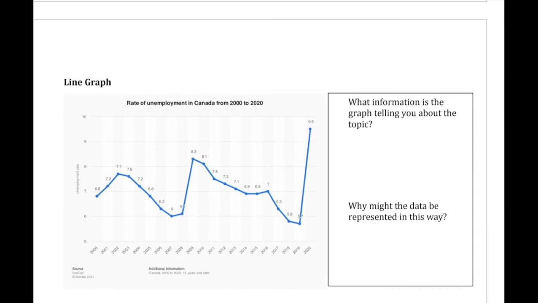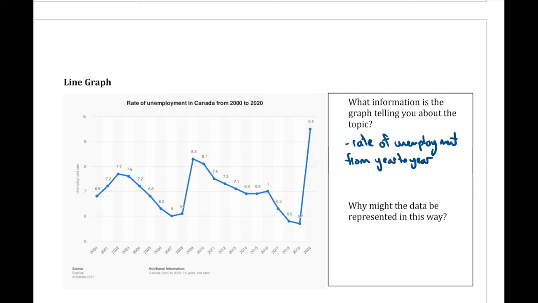Lastly, looking at line graphs. What information are the line graphs telling us? Well, we can see the rates changing per year. So the rate of unemployment is changing from year to year. So again, it's the idea that we're seeing changes over time.